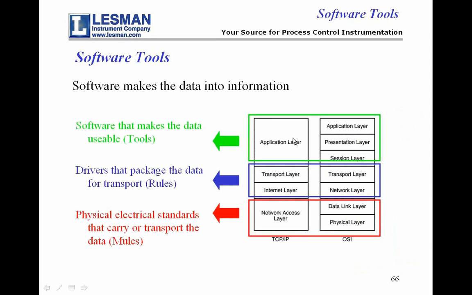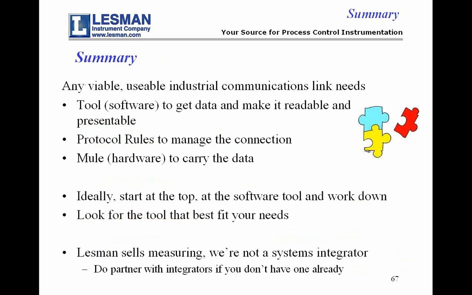So now we've taken a look at all 3 of these things. We've taken a look at the software tools that interpret the data. We've taken a look at the protocols that manage the data connection. We've taken a look at the mules that actually transfer and carry the data back and forth from point A to point B. So in summary, these are the 3 pieces to the puzzle that we need: the tools, the rules, and the mules that make this connection work.